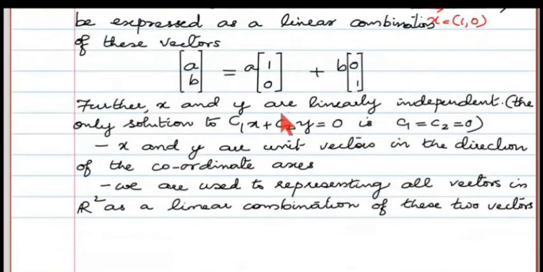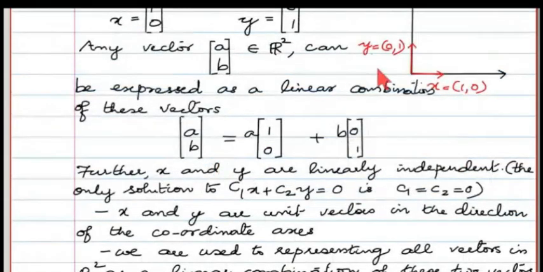Further, x and y are linearly independent. The only solution to c1 x plus c2 y equal to 0 is c1 equal to c2 equal to 0. So here, these x and y are unit vectors in the direction of the coordinate axes. We are used to representing all the vectors in R2 as a linear combination of these two vectors.